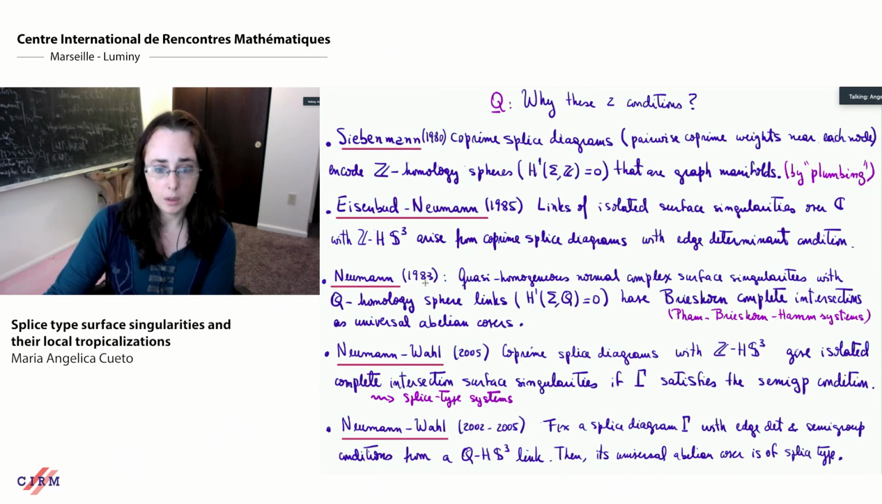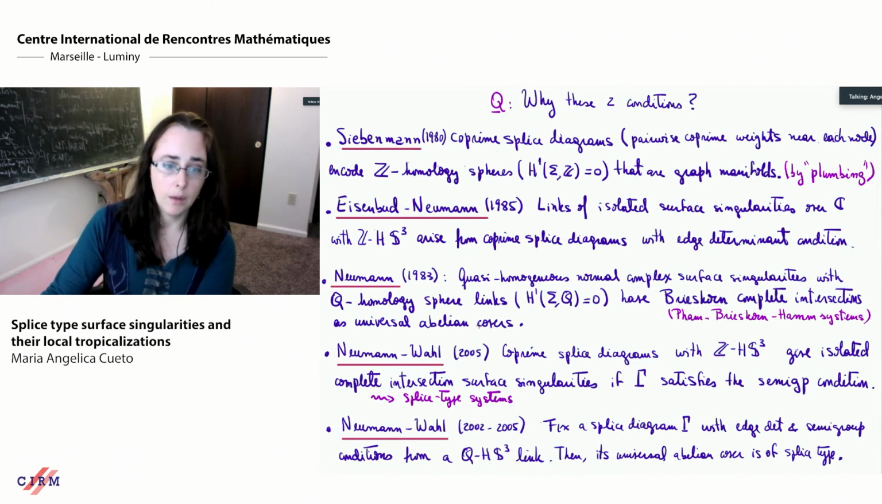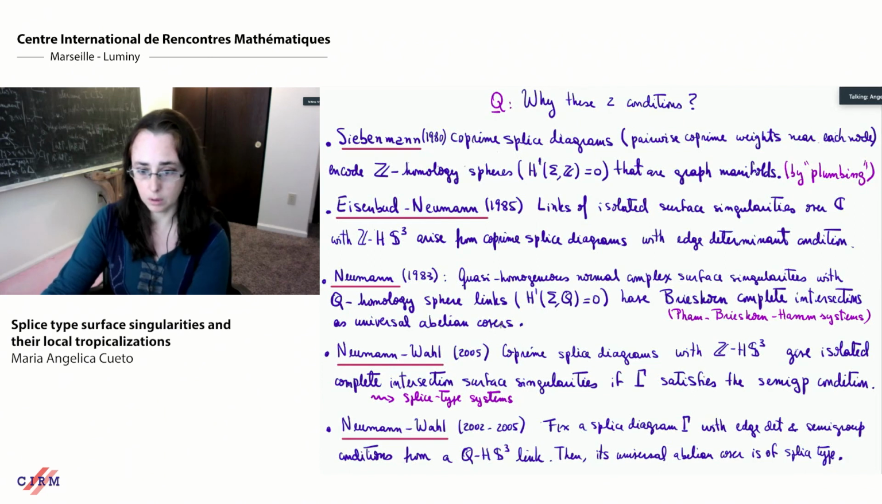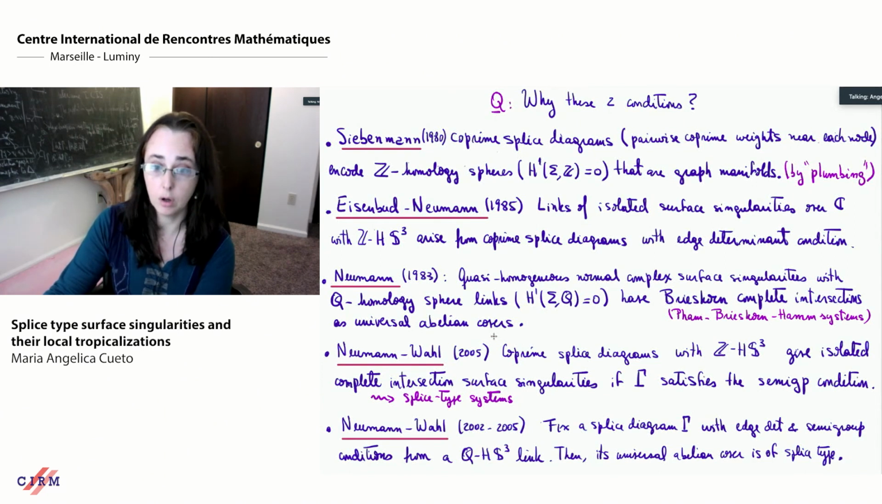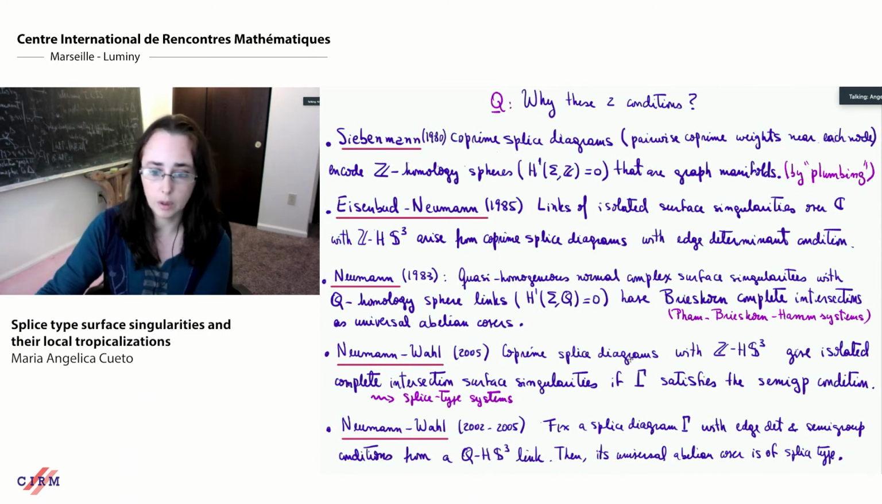And then in 83, Neumann showed that quasi-homogeneous normal complex surface singularities with rational homology sphere links have universal abelian covers that are Brieskorn complete intersections. And then I think inspired by that, Neumann and Wall started thinking about what would happen if we don't have this coprime condition on the splice diagrams. So they developed a whole series of results, very, very illuminating, at least on my end.